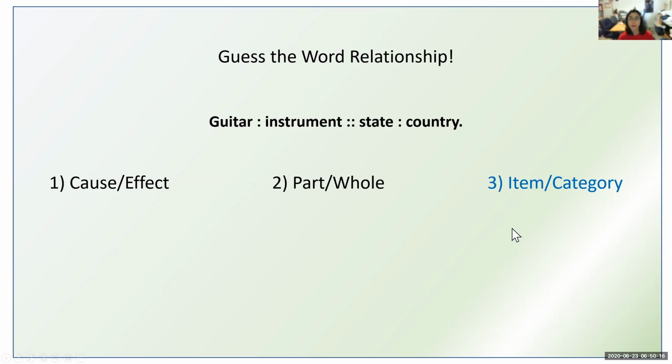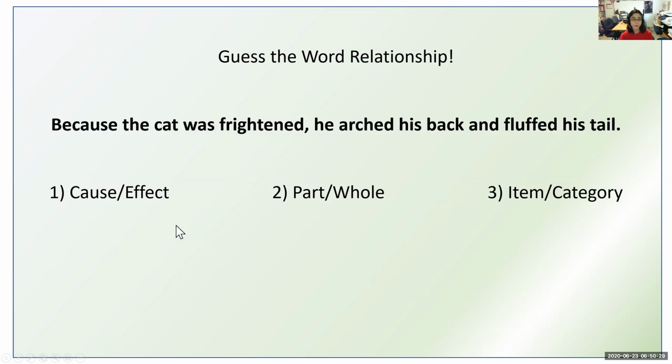So if you wrote down item category, you are correct. Guitar is an item that falls under the category of instrument, and state is an item that falls under the category of country. All right, next one.